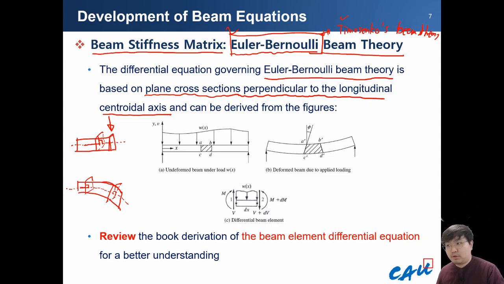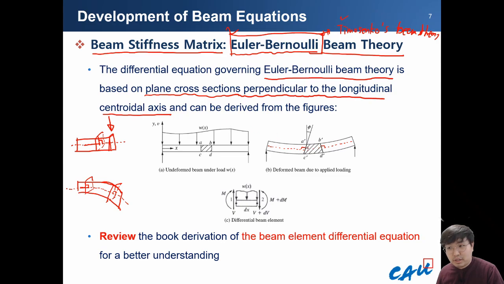In Timoshenko beam theory, the cross section is not necessarily perpendicular. This is the difference between the Euler-Bernoulli beam theory and Timoshenko's beam theory. So you can easily say that when you check the centroid axis, the cross section is always perpendicular to the centroid axis in Euler-Bernoulli theory.